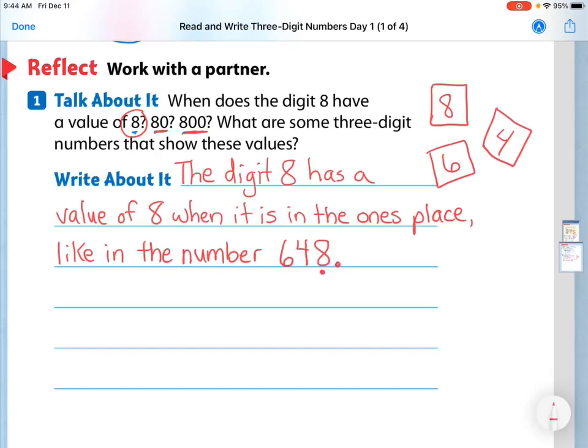All right, so I've given you a sentence to answer, when does the digit 8 have a value of 8? So now you're going to write a sentence, and you can use the one that I wrote as your example, but you're going to talk about when the value is 80, and then you're going to write another sentence to say when the value is 800, all right? You'll use these 3 digits to come up with your 3-digit number for your example. All right, pause the video, go ahead and write your sentences, and then come back and we'll see how we compare.